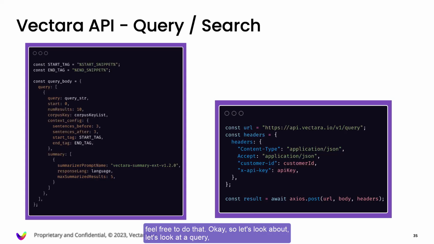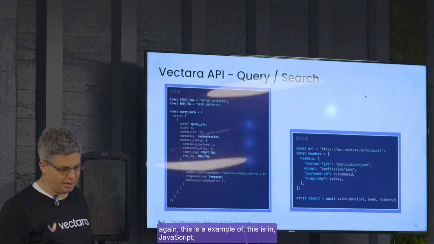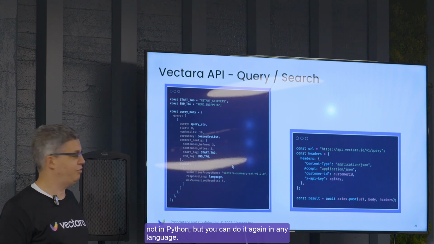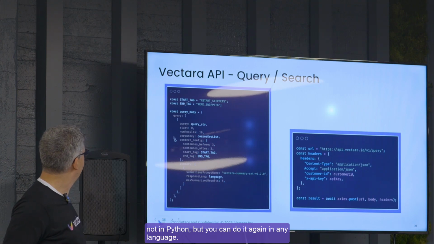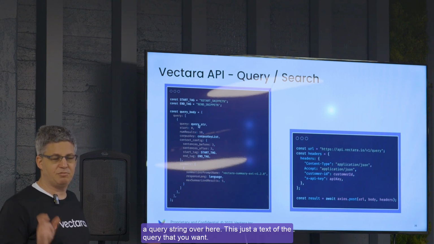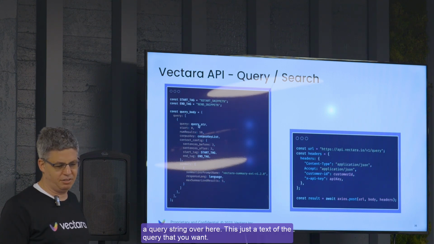Okay, so let's look at a query, right? So we want to search something now. This example is in JavaScript, not Python, but you can do it in any language. The way we form the query for the API is we have a query string over here. This is just the text of the query that you want.